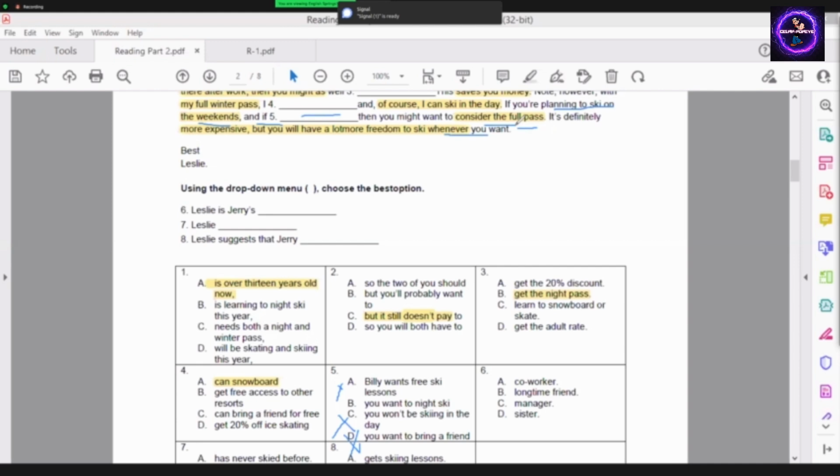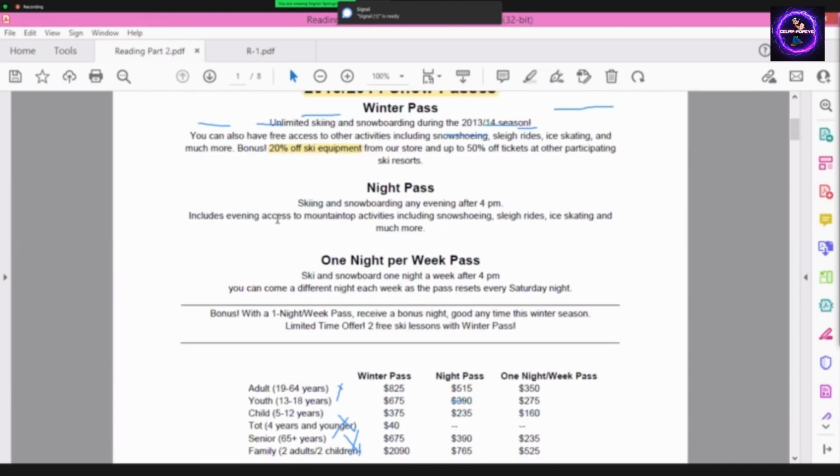Leslie is suggesting a winter pass to Jerry. If Jerry wants to go for night skiing, then he will take the night pass. After work, he can go and do the skiing. Does that include weekends too? The night pass? Yeah, they can check the night pass. Skiing and snowboarding after 4 p.m. includes evening mountaintop. They haven't mentioned anything about weekends as such. But it says evening after 4 p.m., which means every day you can go after 4 p.m. They haven't said Monday to Friday or anything like that, so it can be understood that it's for every day, Monday to Sunday.